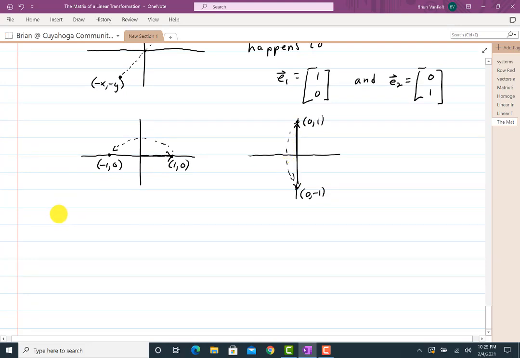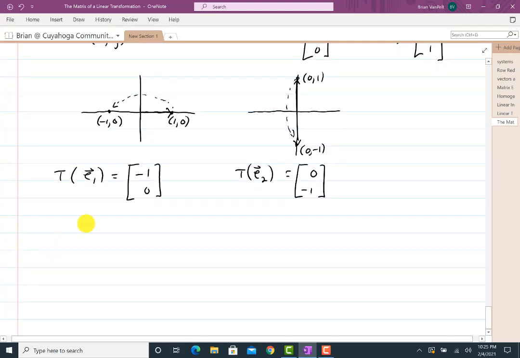So we can see that T of E1 equals negative 1, 0. T of E2 equals 0, negative 1. So then my formula goes like this. T of x equals, I put in my E1 stuff, and then I put in my E2 stuff, and then I attach my x.